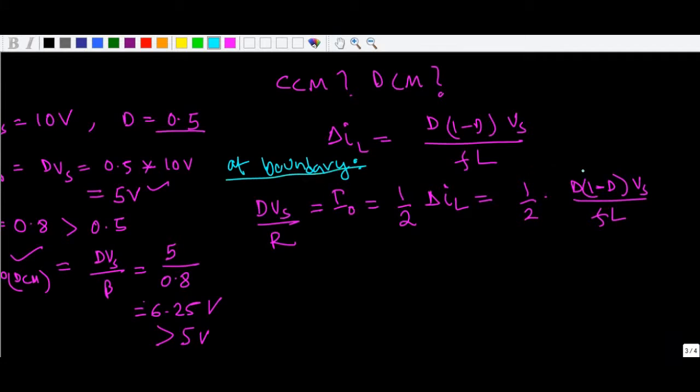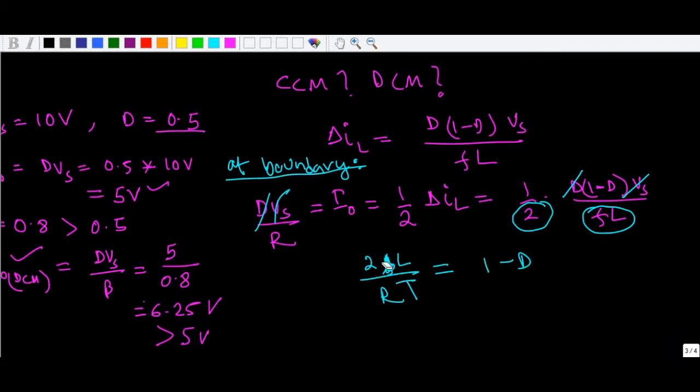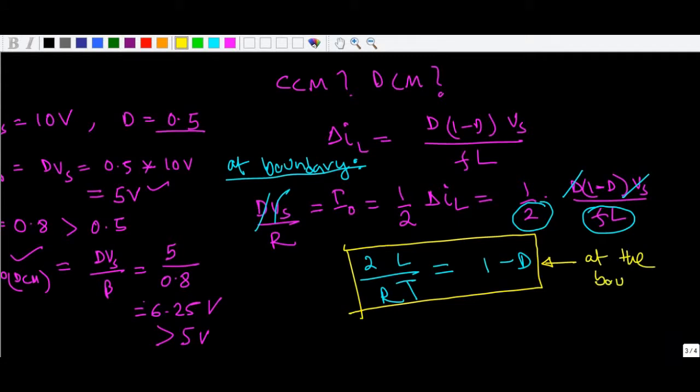Now from both sides D and D will cancel out, Vs and Vs will cancel out, and we bring this 2FL term to the left hand side. So we have 2FL by R equal to 1 minus D on the right hand side, and this F can be replaced by 1 over T. So what we have here is 2L by RT equals 1 minus D. This is a very important equation, and this happens at the boundary.